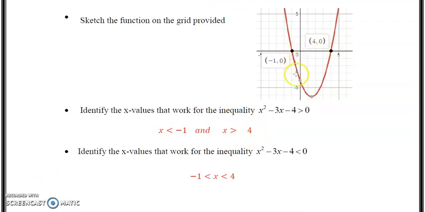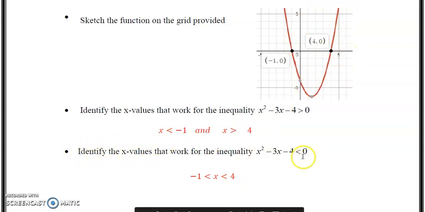So everywhere under here is when it's less than 0, and above is when we have a y value greater than 0. So that's essentially what it is, right? Because this inequality is saying x squared minus 3x minus 4 is greater than 0. So basically we're letting y equal 0, right? When this is greater than 0, it's above the x-axis, which would be when x is less than negative 1 or when x is greater than positive 4.